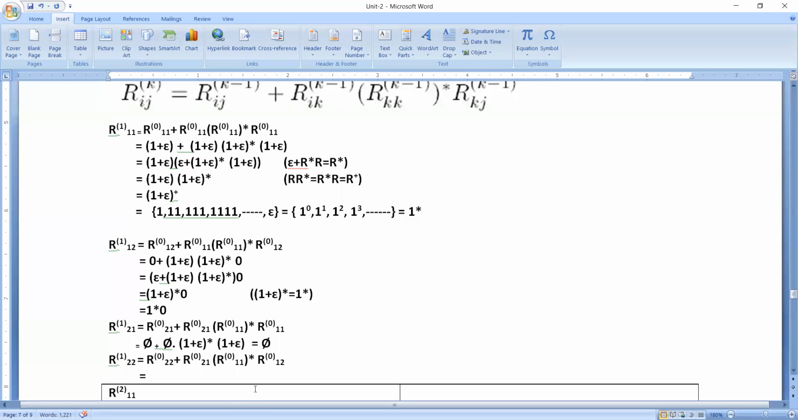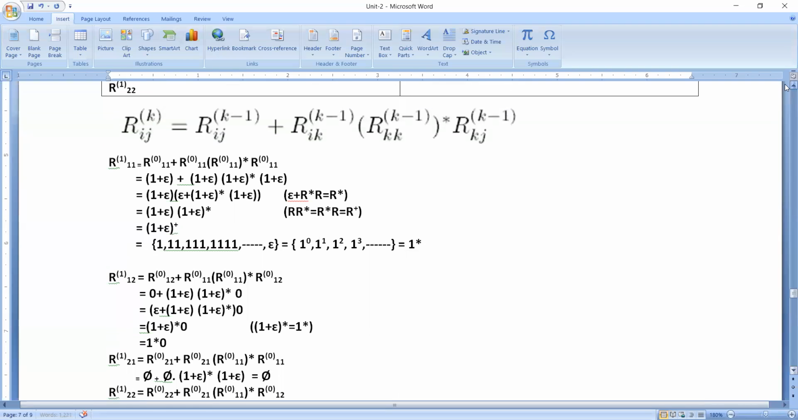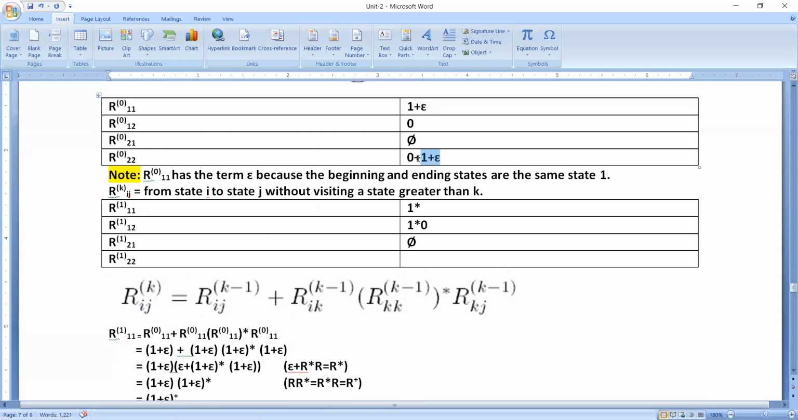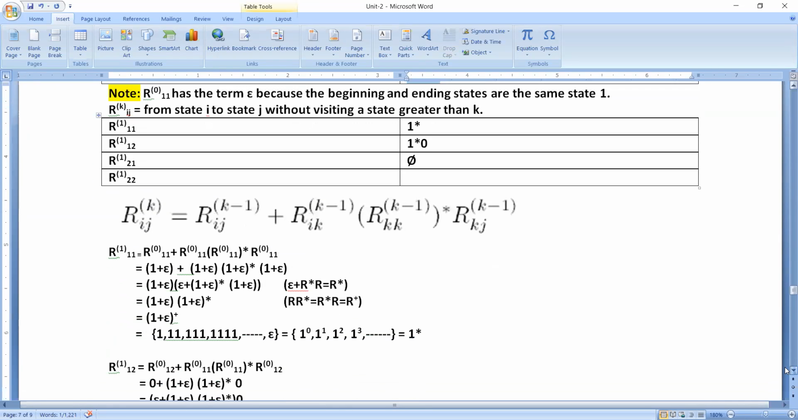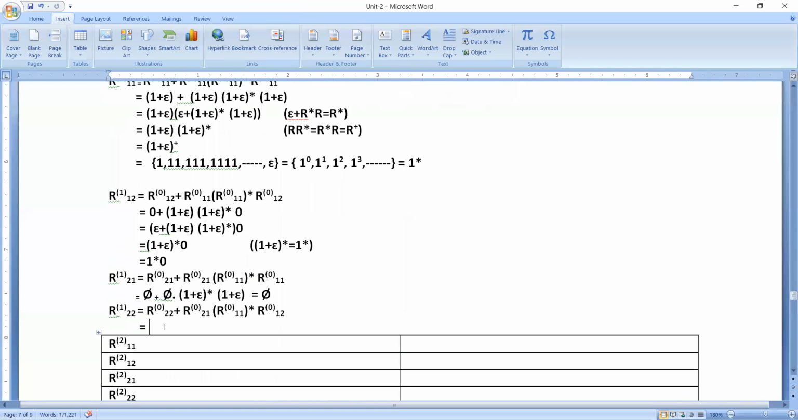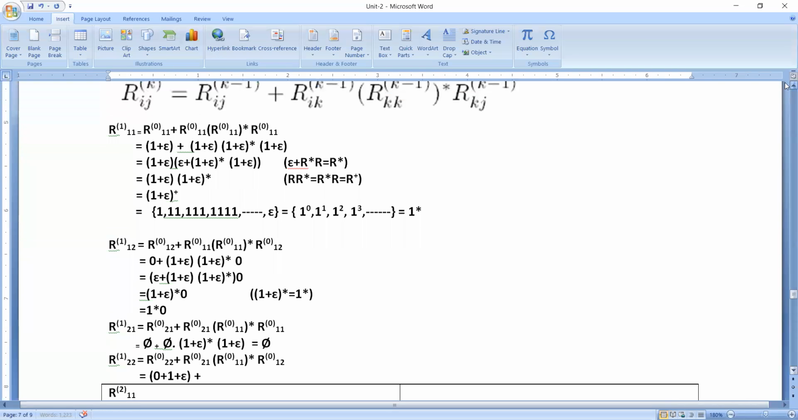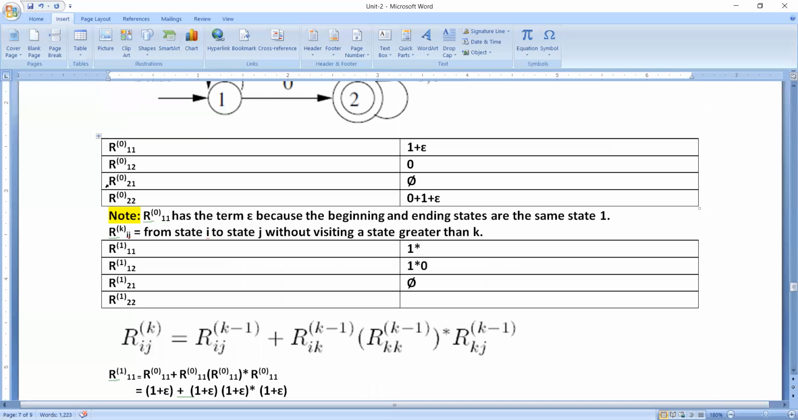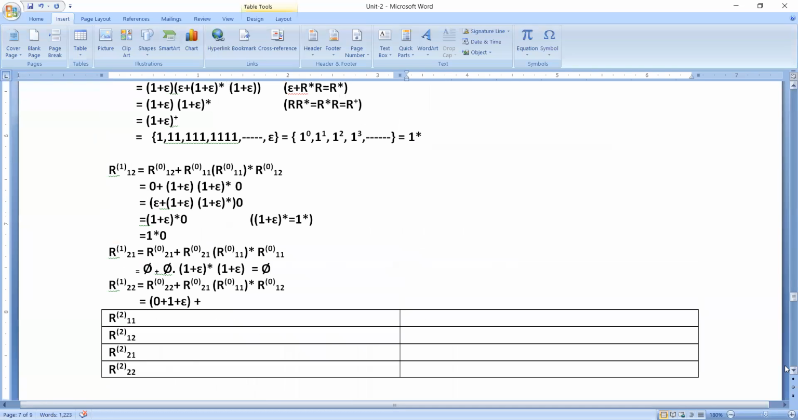So what is this R power 0 of 22? R power 0 of 22 is, you can see here, 0 plus 1 plus epsilon. Let me copy this. It is 0 plus 1 plus epsilon plus, and what is R power 0 of 21? Just now we found. So R power 0 of 21 is 5. You can see here R power 0 of 21 is 5. That is the reason why now, what we do here, we are going to write 5 into.